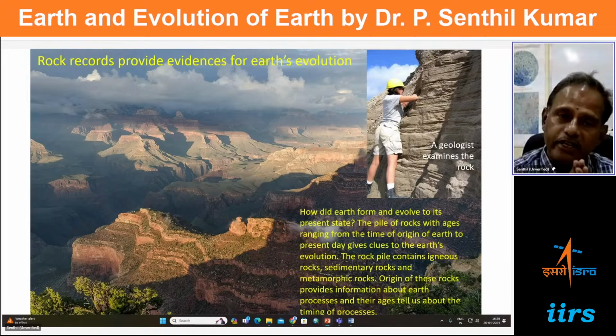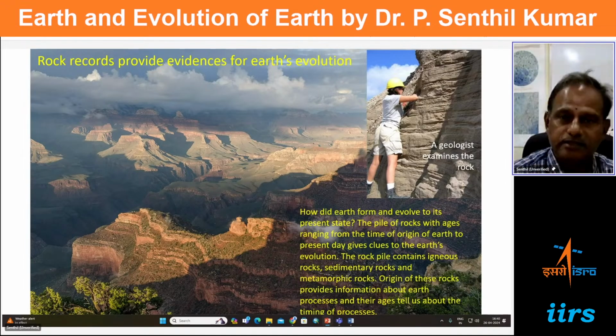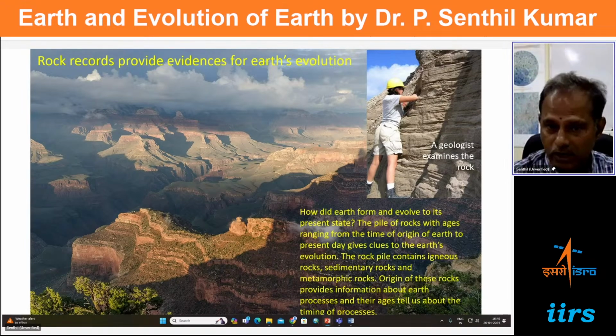We have to determine the age of the rocks using geochronological methods, which were explained yesterday, using isotopic records. So you have parent isotopes and daughter isotopes, the ratio of them, and the half-life of these isotopes will tell us the age of the particular rock.